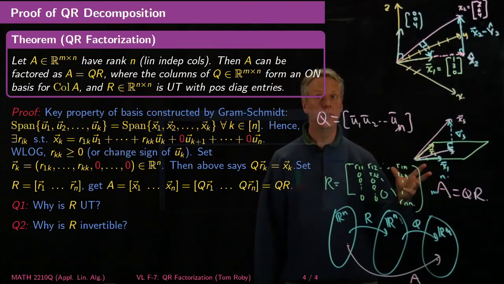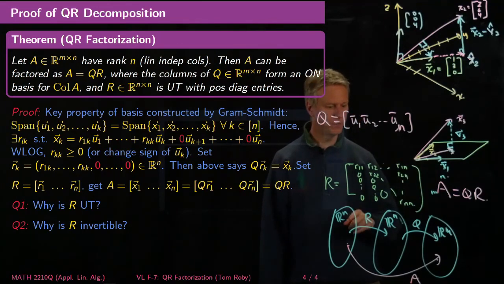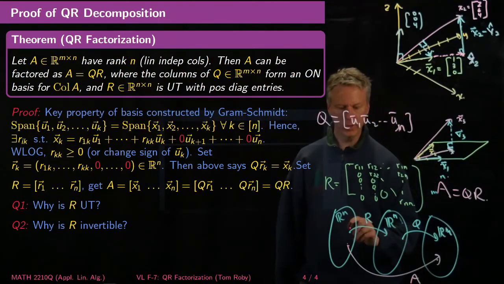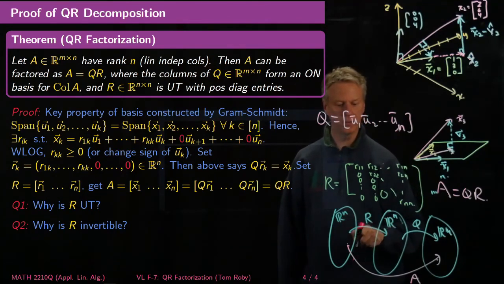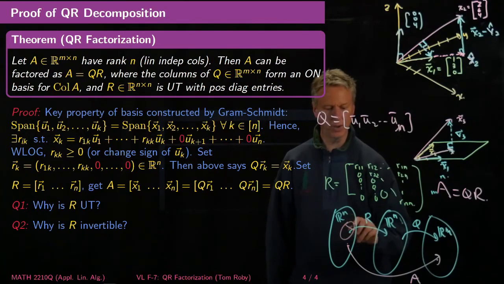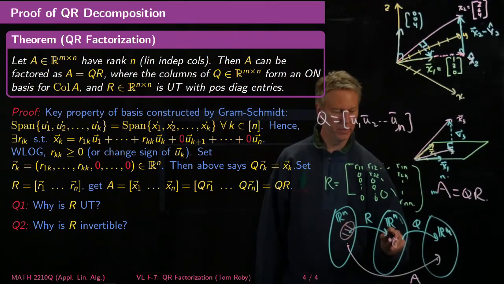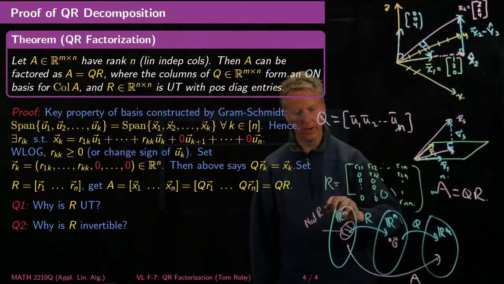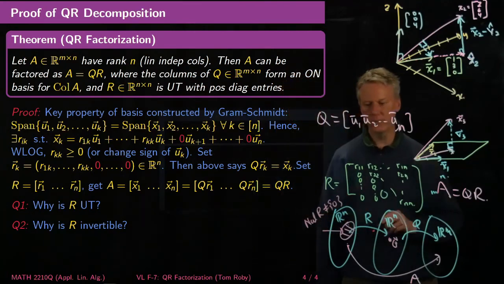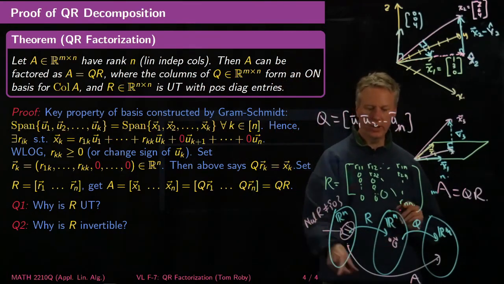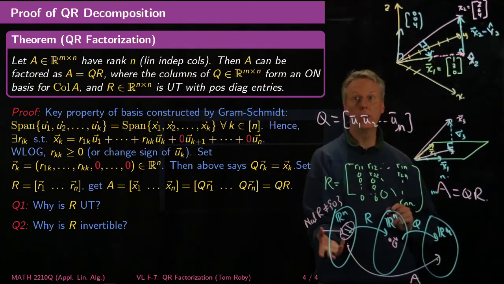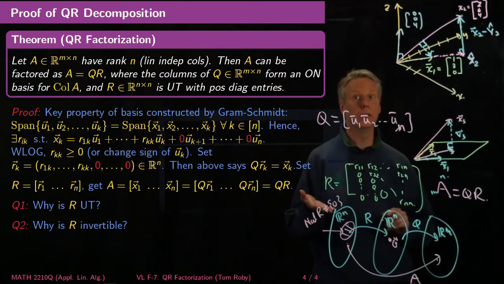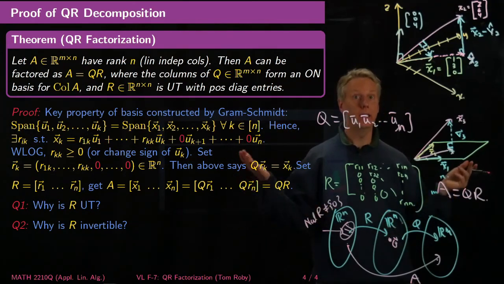Okay, so now how do I show that R is invertible? Well, if R wasn't invertible, then what would happen? Since this is a square matrix, by the invertible matrix theorem it would have to have a null space that wasn't just 0, right? So the null space of R would have to have some dimension. But if that's true, then the null space of A would have to have some dimension. But we know that A has linearly independent columns, so it doesn't have any null space. When you row reduce it, you're going to get n pivots, and you won't have any free variables.